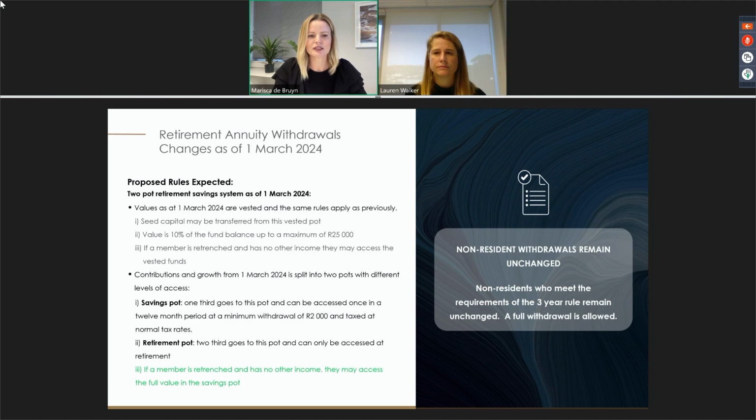It is also very important that none of this will affect non-residents. The 3-year rule of if you are a non-resident and you've been out of the country for 3 years, you can still withdraw your full annuity, vested pot, savings pot, retirement pot. So let's say that someone emigrates next year, March 2024, then these rules will affect them for the first 3 years, but then after that, they can still withdraw everything. So they're not going to have anything stuck in South Africa. So it's just very important to note that fact as well.